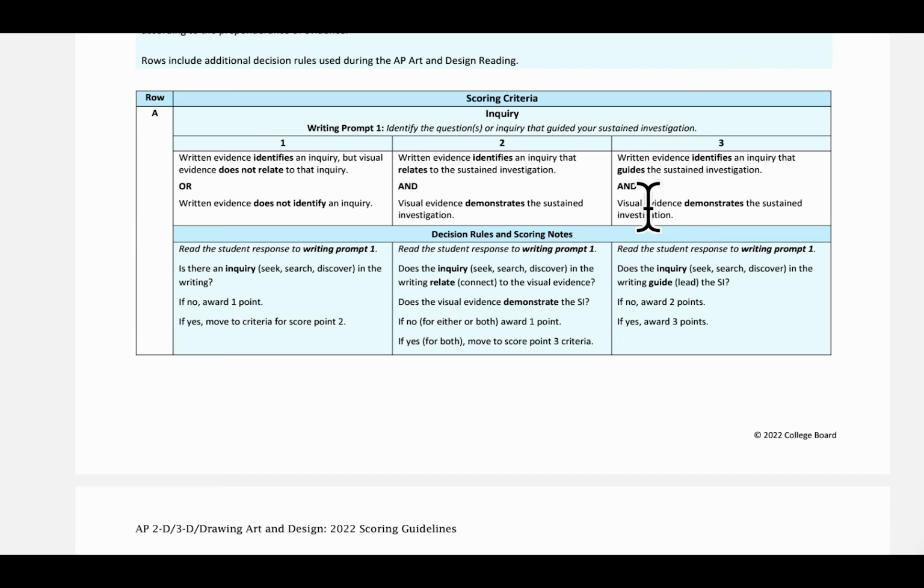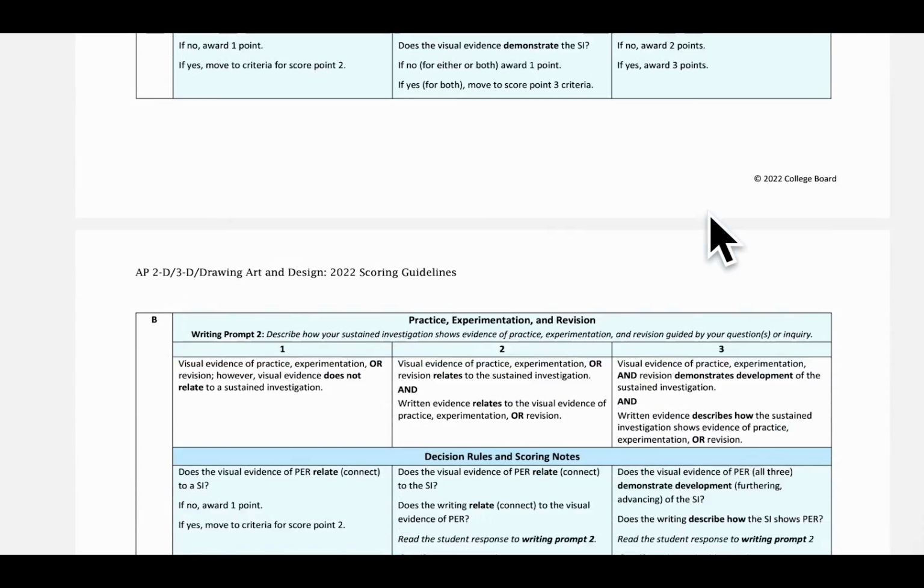And then finally, for a 3, your visual evidence super does demonstrate your idea for your sustained investigation. When they look at your artwork, they can clearly understand why that is about your sustained investigation and why you chose that. It really makes sense to them. Okay.